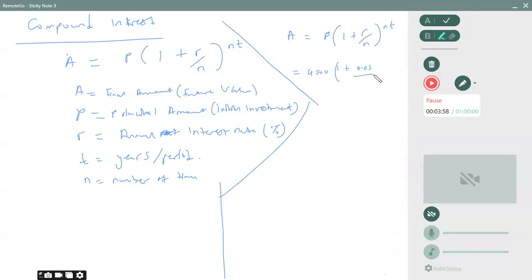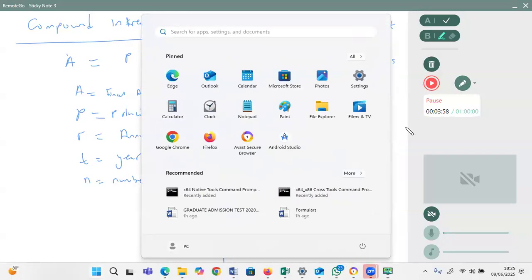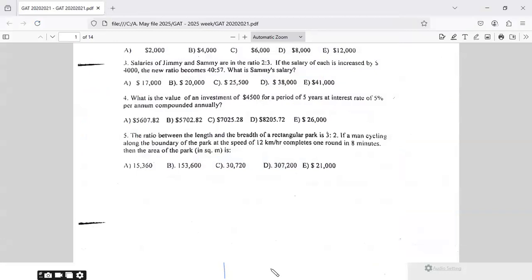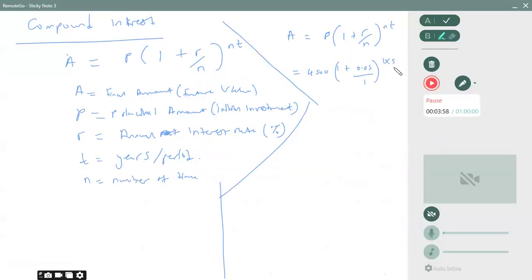Over N, number of times, 1. Good. Then N is 1, but the time is 5, I think. Yes, we can confirm. How many years are we dealing with? We are dealing with 5 years. So it will be 1 times 5, bracket like that.